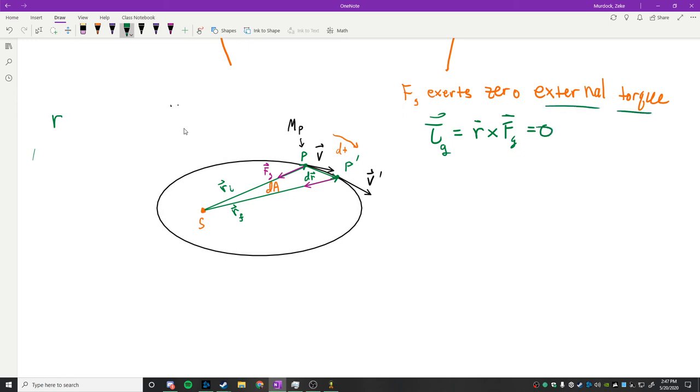Okay. So why did I mention that? Why did I mention that gravity exerts zero external torque? What do we know about systems when the external torque is zero? Exactly. The angular momentum is conserved, right? So we know in this case that basically angular momentum has to be conserved. And that's really all I wanted to prove.